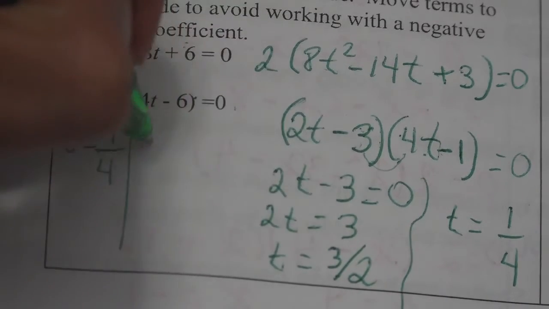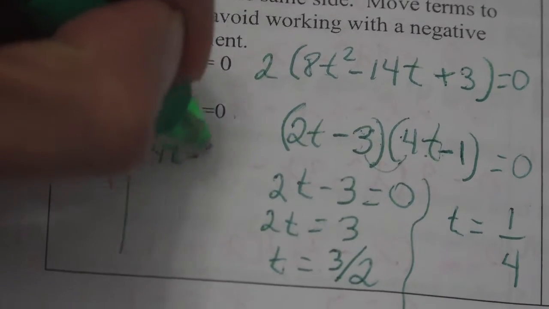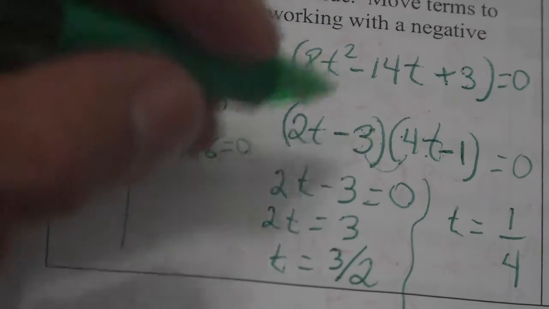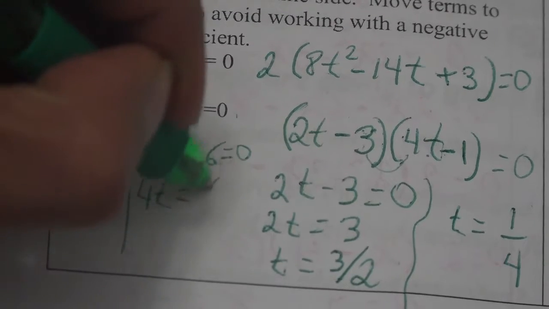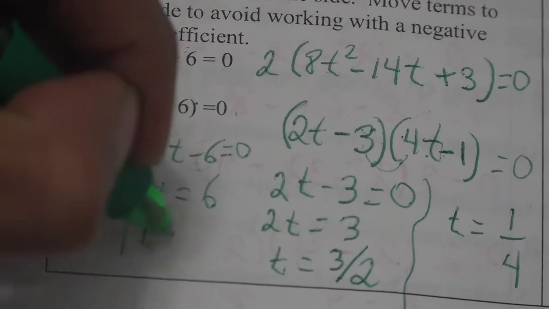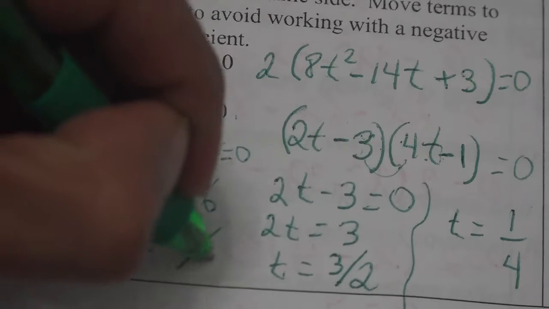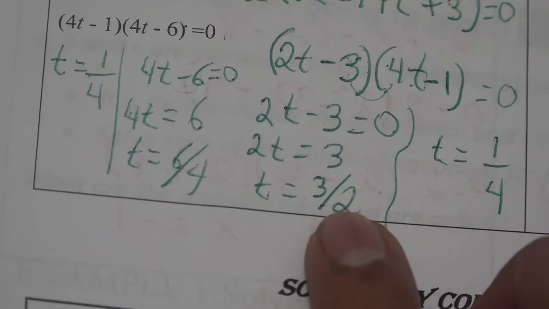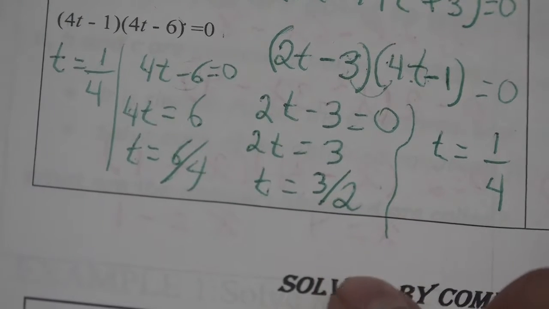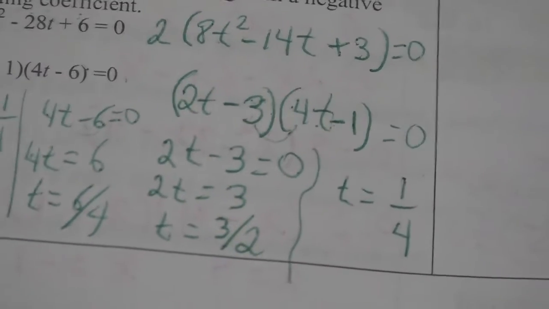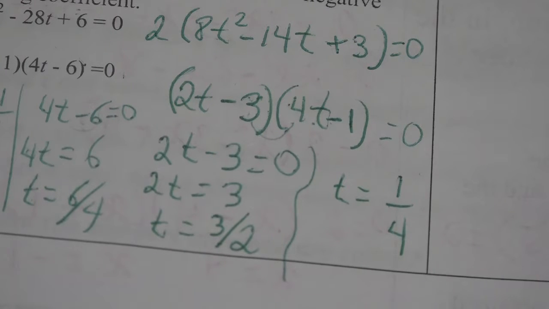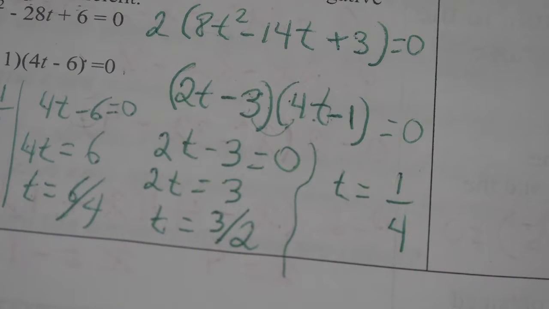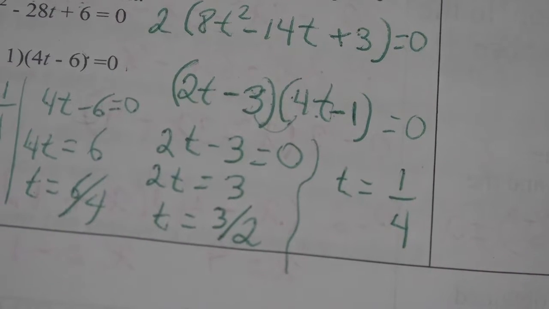Now the other one is 4t minus 6 equals 0. I'm going to move the 6 over, so I get 4t equals 6. I divide by 4, and I get t equals 6/4. If you simplify 6/4, you get 3/2. So yes, you end up with the same answer. It's just that sometimes they want you to factor completely, and you have to do it like that.